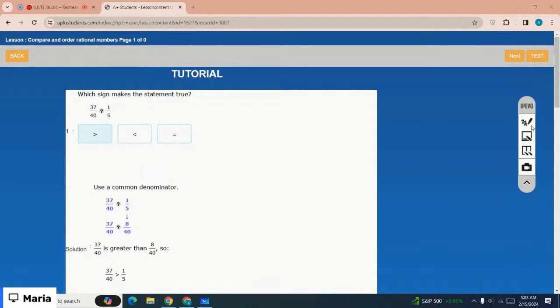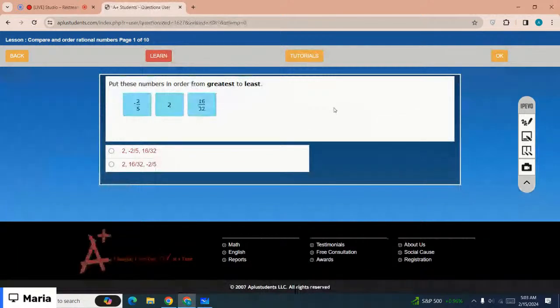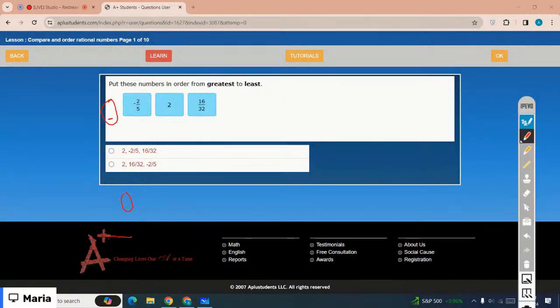Let's just start with the test questions. Put these numbers in order from greatest to least, right? You have to start from greatest to least. Okay, so 2 is the greatest one, right? Then you have 16 over 32, and the least one is negative 2 over 5, right? Because that is a negative number. Negative numbers are always smaller than the greater one. So option number 2 is the correct option. That is 2, 16 over 32 and minus 2 over 5. Got it?